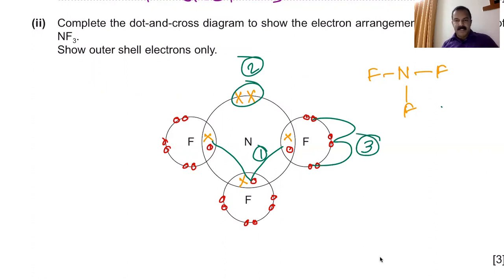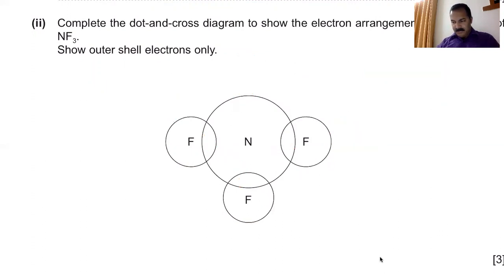So lone pairs, they give credit. Bonded pairs, they give credit. And the lone pairs are there on nitrogen as well as on fluorine. That is why you get these marks. I think that's it from paper 4. Now we will move on to paper 6 as well.